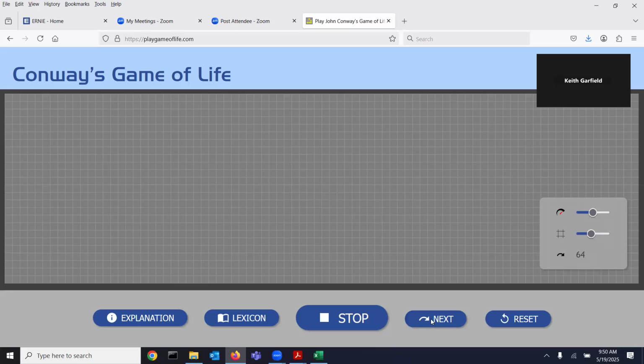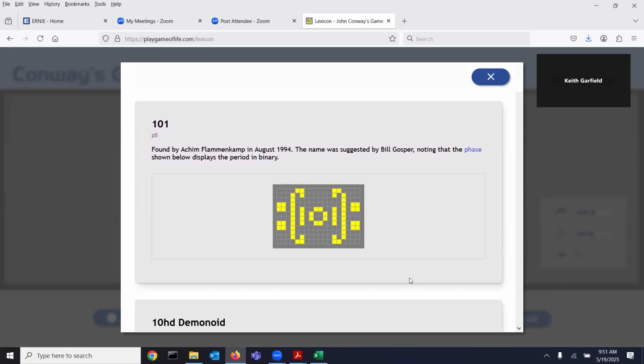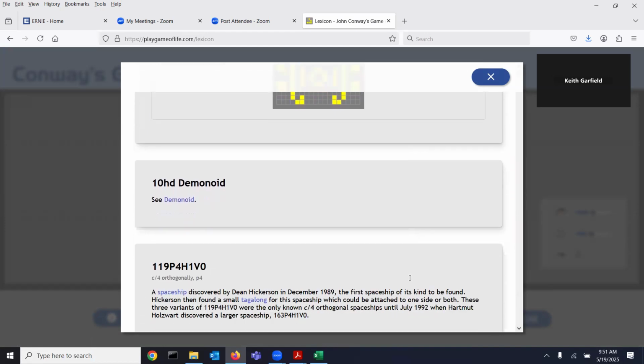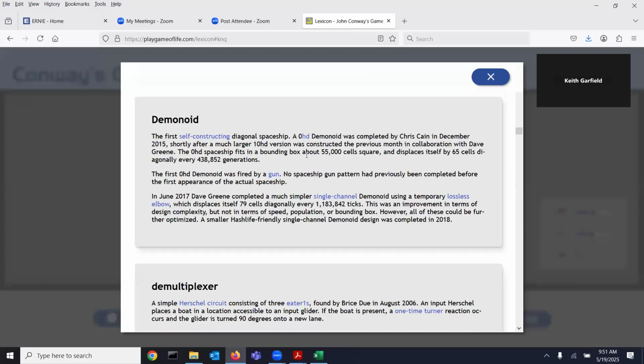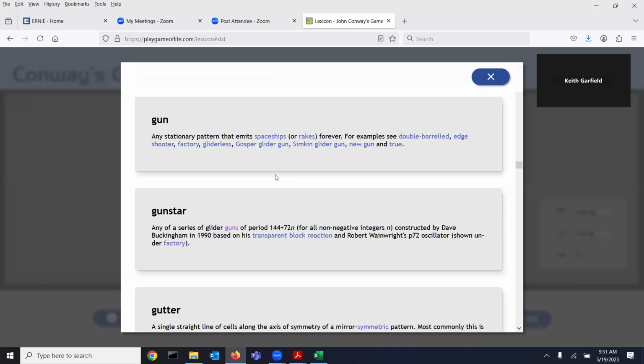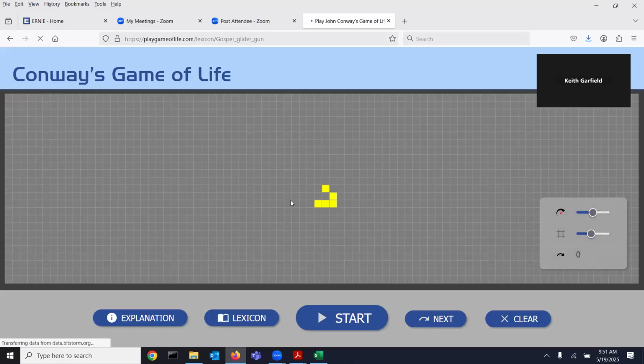Let's see, there should be, here we go, let's see here. Oh, found in 1994. Let's see what this does. I don't know what these are. Yeah. That's the one I want right there, the gun. Can I do it? Okay.